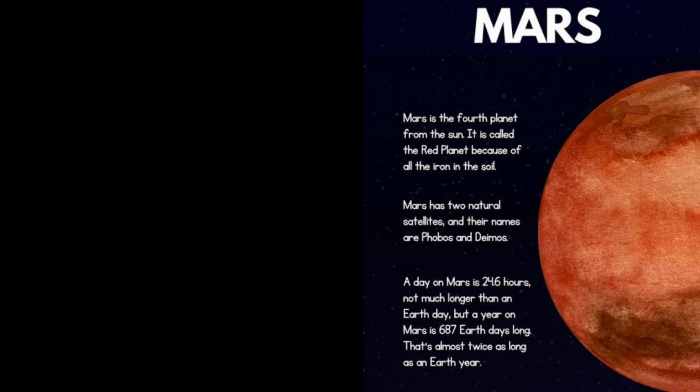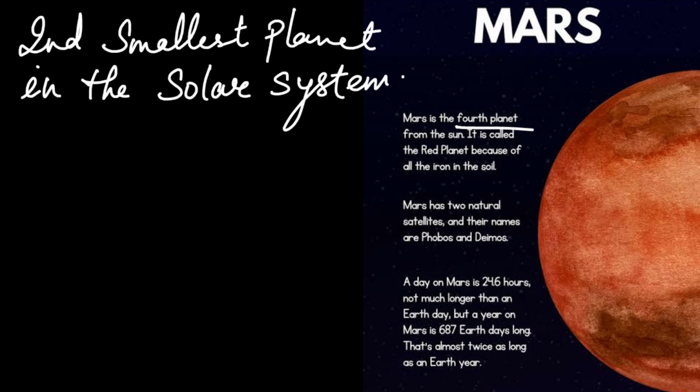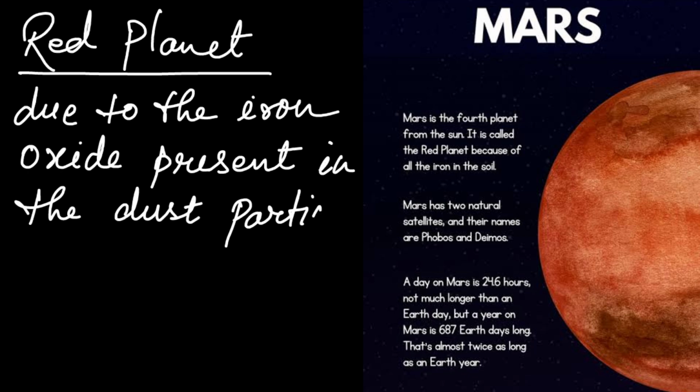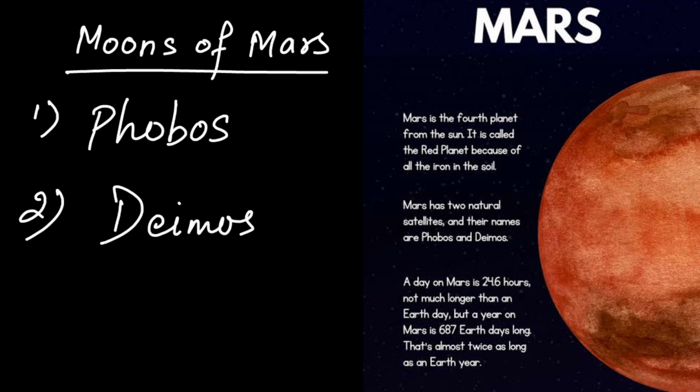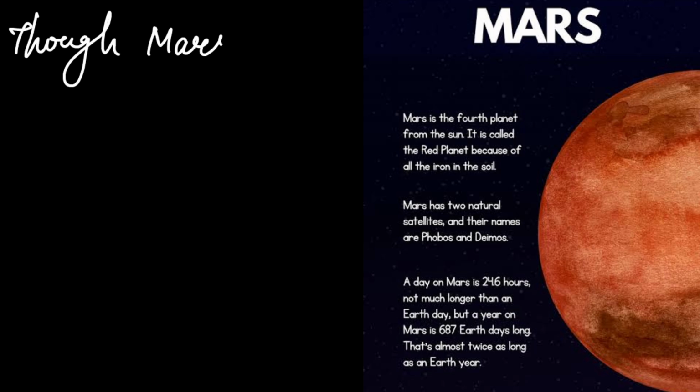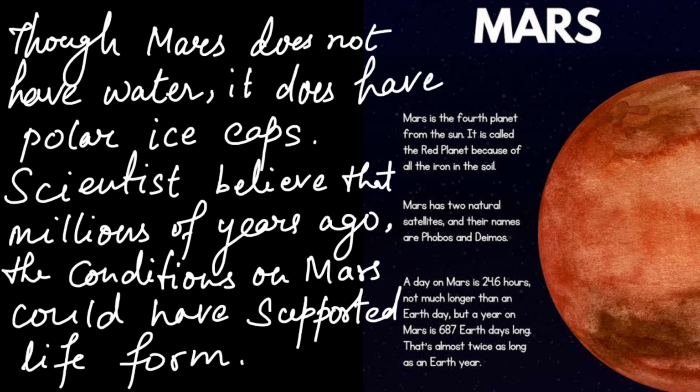The next planet is Mars. Mars is the fourth planet from the sun and the second smallest planet in the solar system. It is also called the red planet due to the iron oxide present in the dust particles. Mars has 2 moons, named Phobos and Deimos. Scientists believe that millions of years ago, the conditions on Mars could have supported life forms.